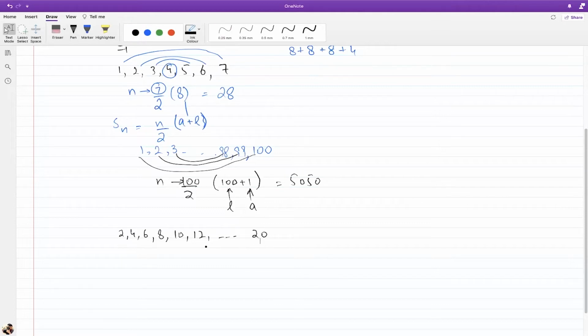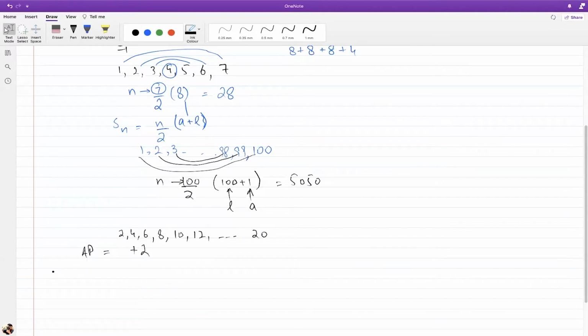What is this series? This is basically even numbers. What is the rule here? Keep on adding 2. Yeah, add 2. So the rule is add 2, so that makes it an AP. AP means that you're either adding or you're subtracting, arithmetic progression.